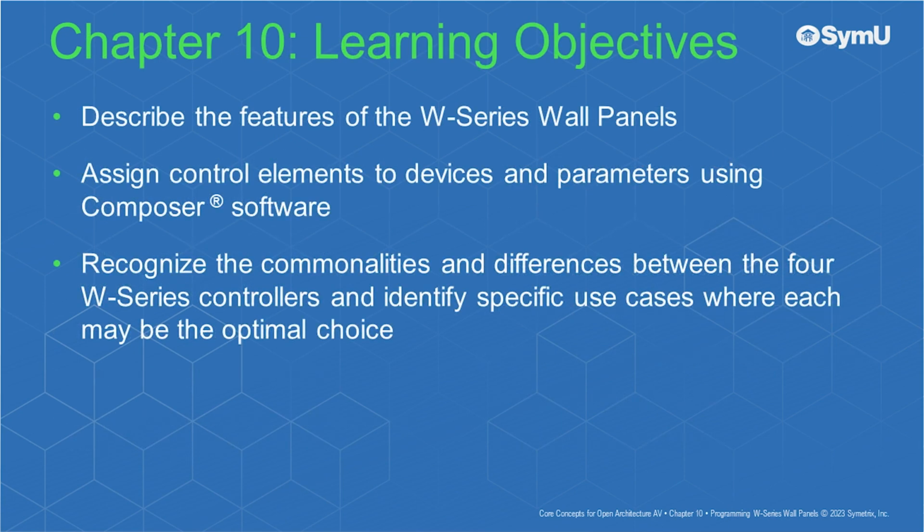The learning objectives for this chapter are: to be able to describe the features of the W-Series wall panels, assign control elements to devices and parameters using Composer software, recognize the commonalities and differences between the four W-Series controllers and identify specific use cases where each may be the optimal choice.